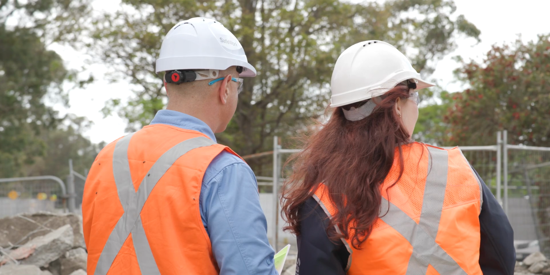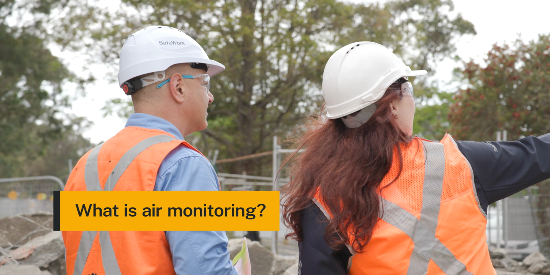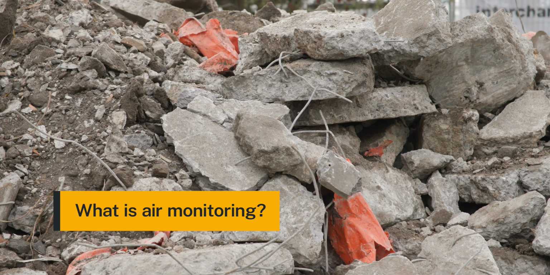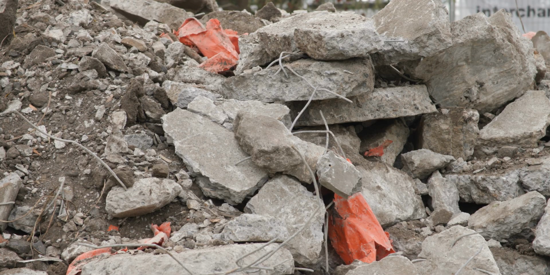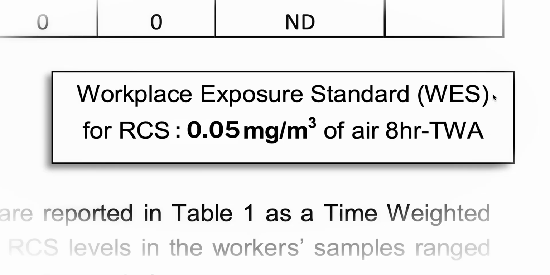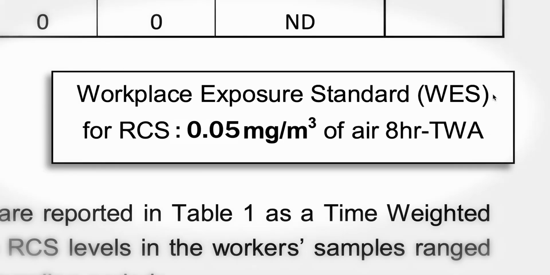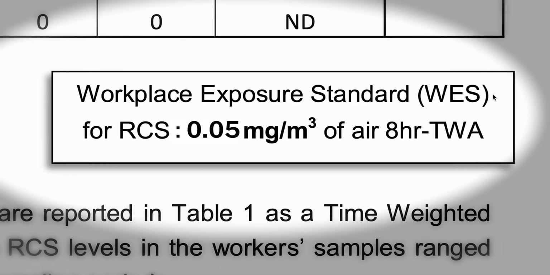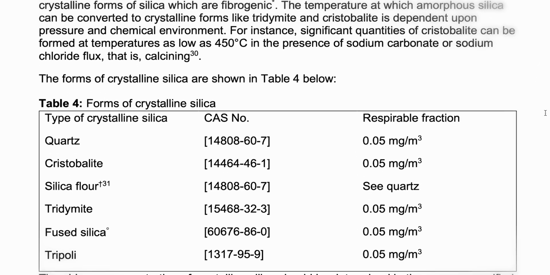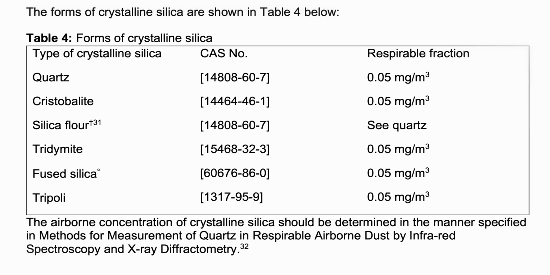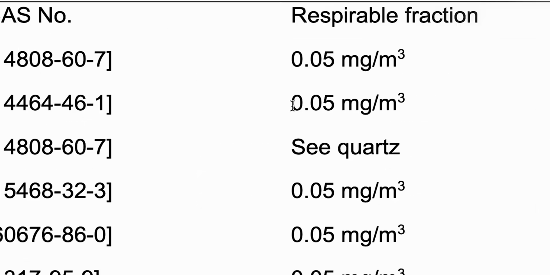This video explains how to use air monitoring to understand what level of RCS your workers may be exposed to. Air monitoring measures how much of a contaminant, such as RCS, workers might be breathing in while they work. The measurement is compared to what is known as the Workplace Exposure Standard, or WES, which is a set of measurements used to tell us how much exposure to a contaminant is safe for workers. The Workplace Exposure Standard limit is normally the lowest level of a contaminant that isn't likely to cause harm.